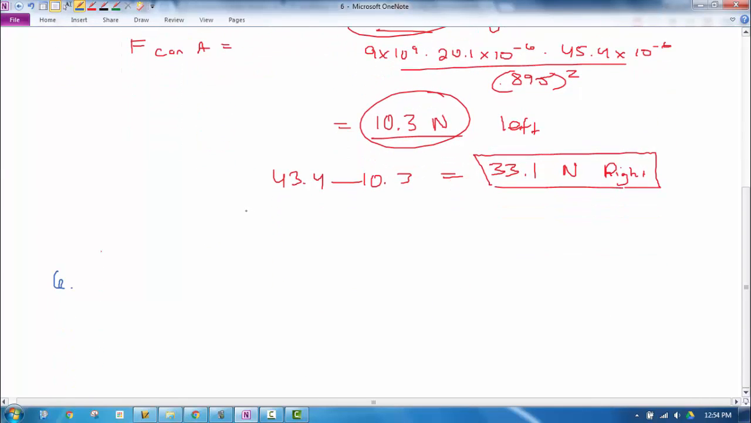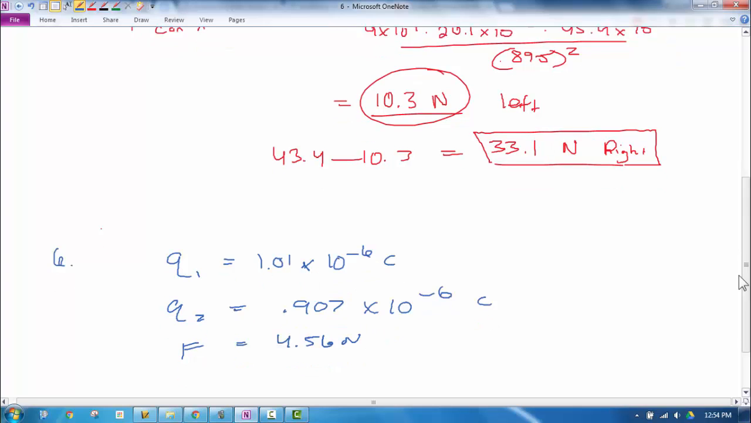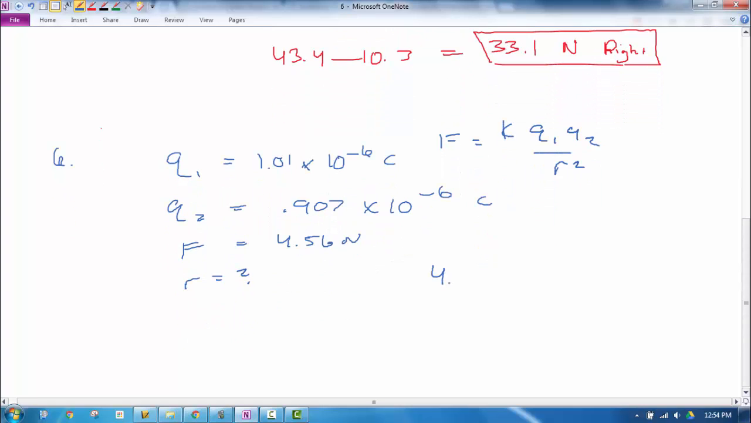Number 6 says a particle with a charge. We're given the charge of this particle is 1.01 times 10 to the negative 6 coulombs. And it gives us another particle, I'll call that Q2, which has a charge of 0.907 times 10 to the negative 6 coulombs. It gives us the force that they exert, which in this case is 4.56 newtons, and it wants to know the distance in between, r. We're obviously going to use Coulomb's law: K Q1 Q2 over r squared is the force. They give us everything we need, so I'm just going to plug these in. 4.56 equals 9 times 10 to the ninth times the charges.